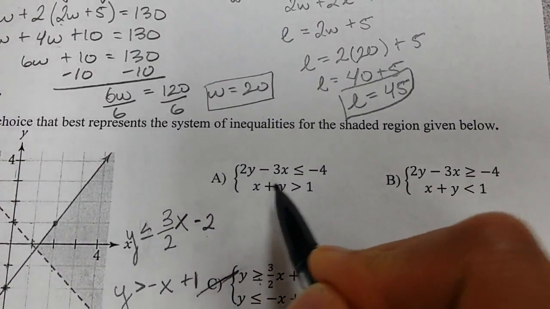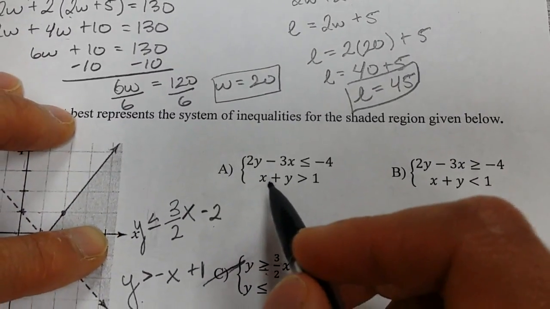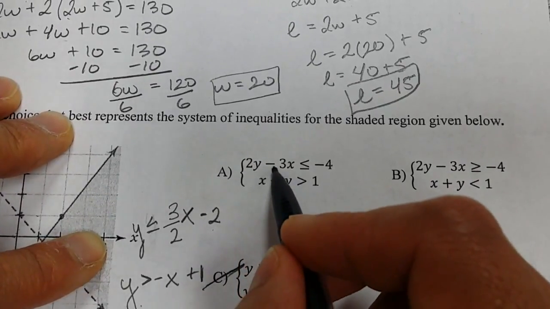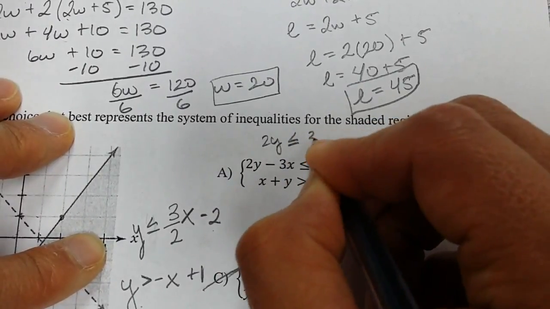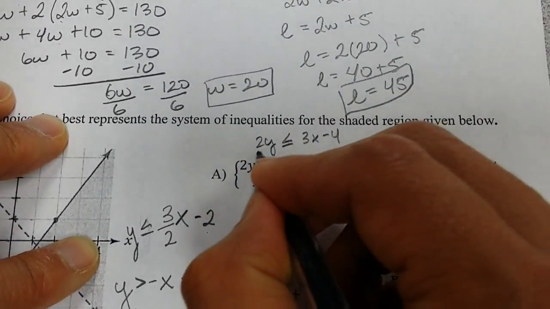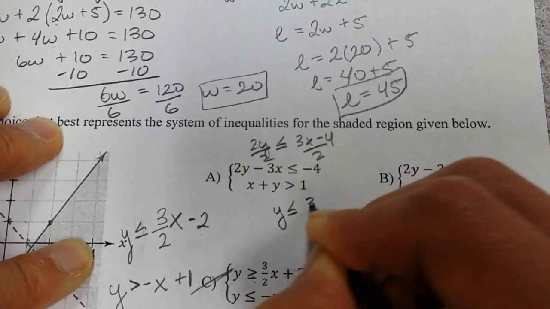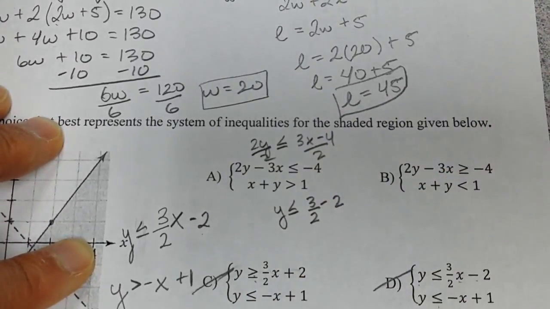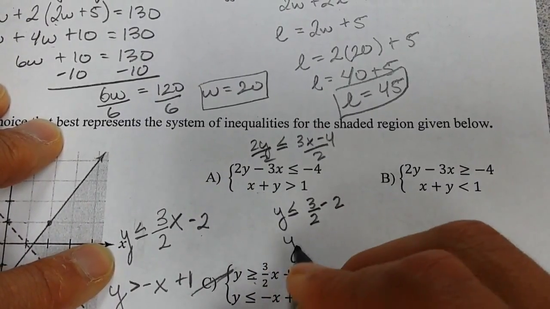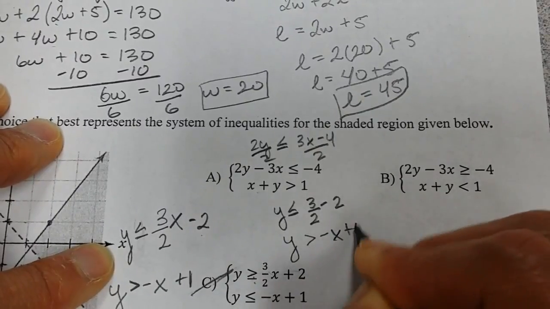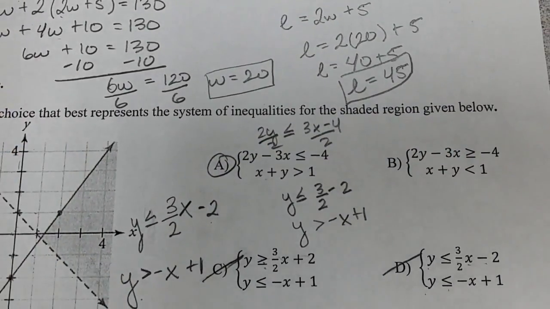Now this one is not in the y slope-intercept form, but if you solve for y, add 3x. So I get 2y less than or equal to 3x minus 4. If I divide both sides by 2, I get y is less than or equal to 3 over 2x minus 2. That works out. That's one of them. Now if I subtract x, I get y is greater than negative x plus 1. Does that work out? Yes. So my answer choice is A.